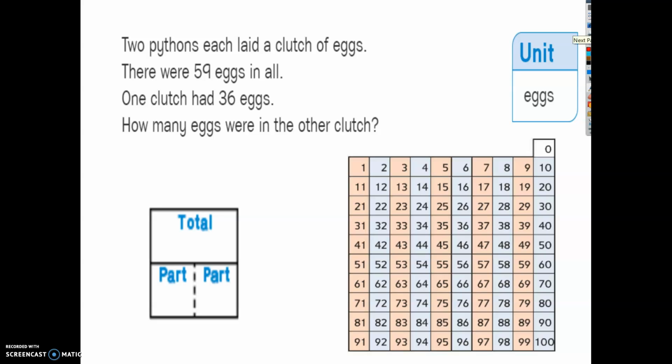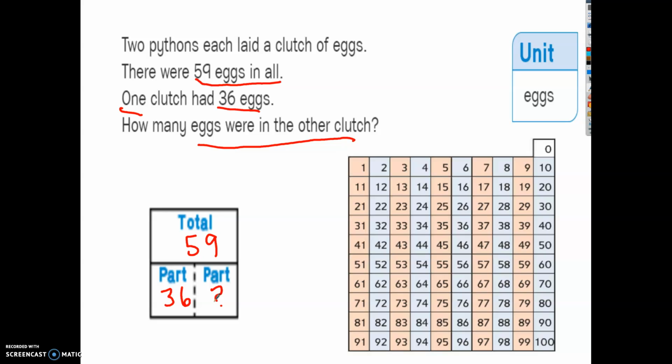2 pythons each laid a clutch of eggs. Now remember, that's a nest. There are 59 eggs in all. One clutch had 36 eggs. The other clutch, how many eggs were in the other clutch? Well, what do I know? I know that there were 59 eggs in all. I know one clutch had 36 eggs. How many eggs were in the other clutch? So I'm going to use a total part diagram because I know how many eggs there were altogether. There were 59. One clutch or one part had 36 eggs. The other one I don't know, so I'm going to put a question mark there. That's what I need to find out.